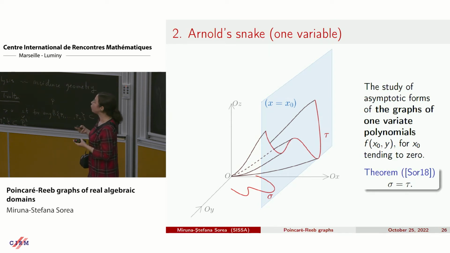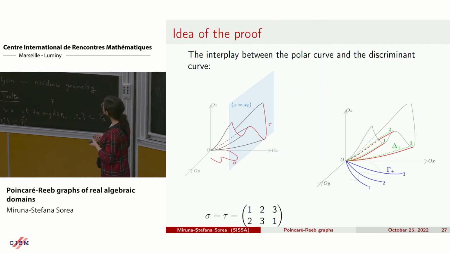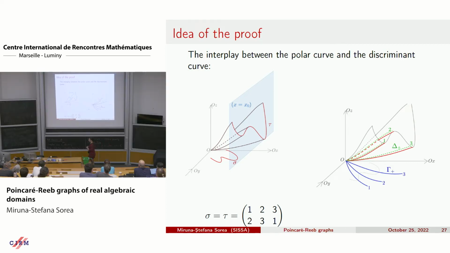This means that if we could construct univariate shapes as we want, then those will be reflected in the bivariate levels, or the levels of the bivariate polynomials. The idea, just a brief idea of the proof, is that the interplay between the polar curve and the discriminant curve gives us this equality.